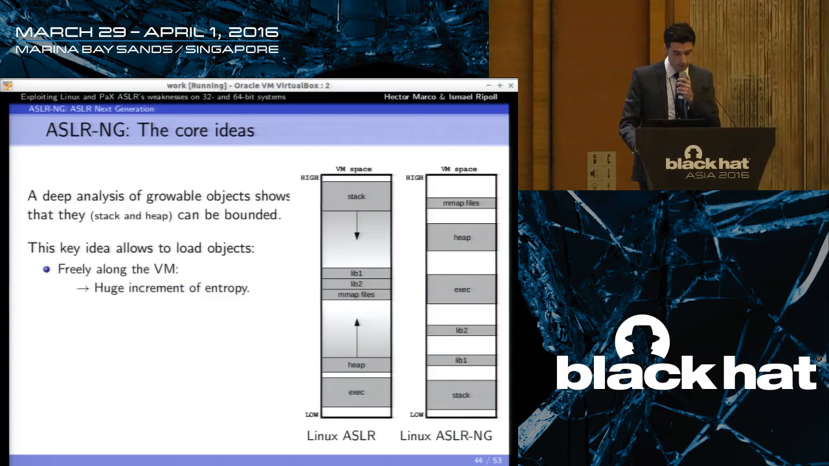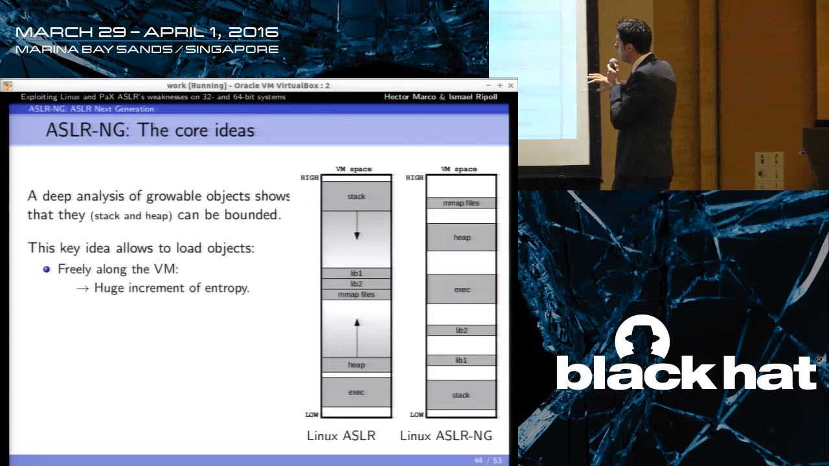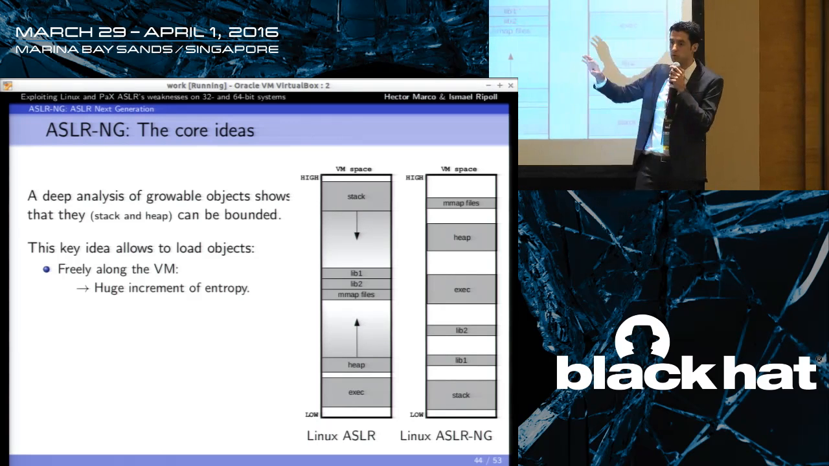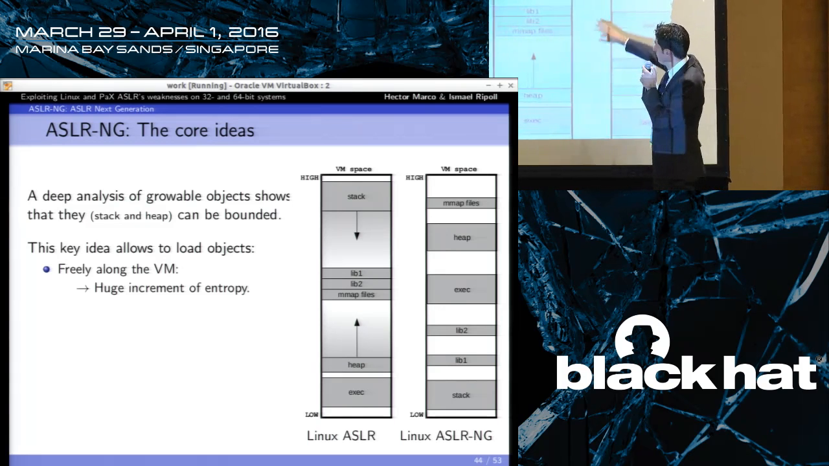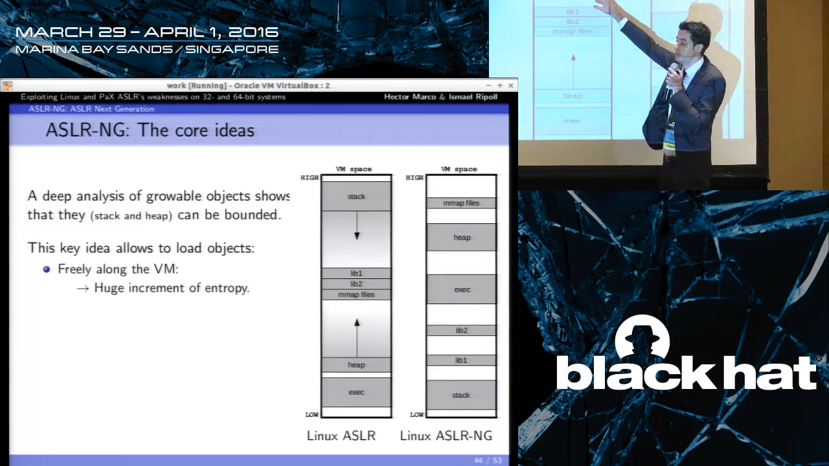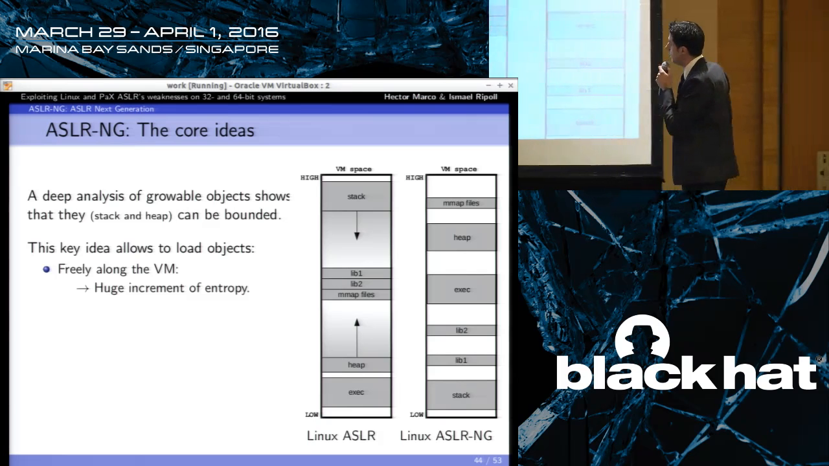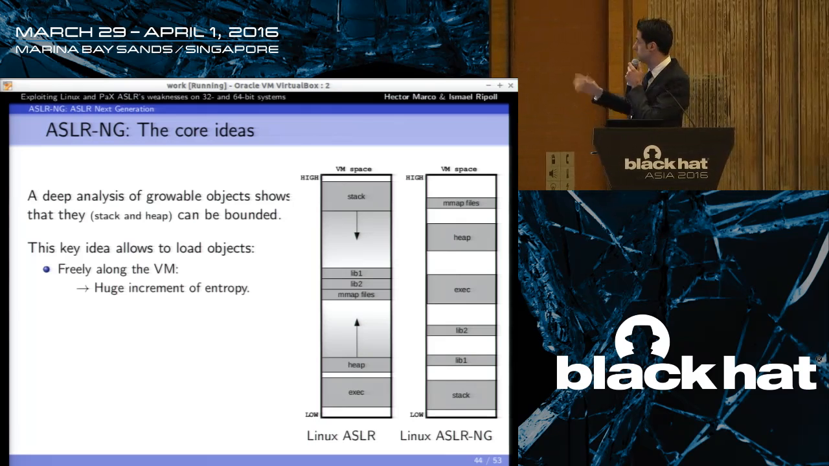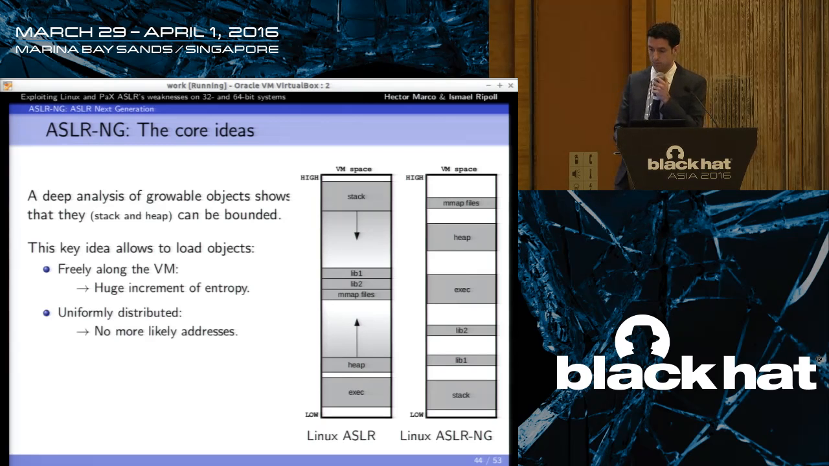So the idea is that if we can bound growable objects, we are able to move these objects around the full virtual memory space. Okay? Instead of allowing the stack to grow, we can bound the stack. So if we have no growable areas, then we can move the objects anywhere in the virtual memory space. This provides a huge increment of entropy.